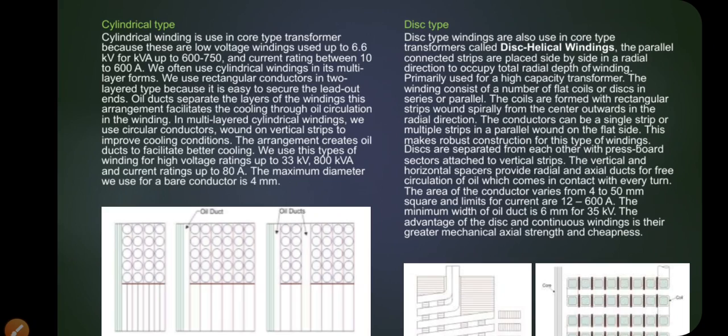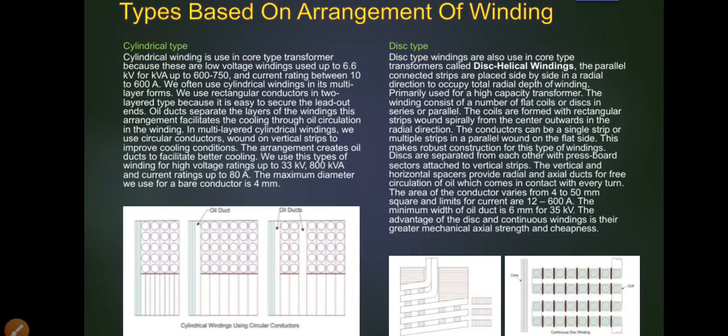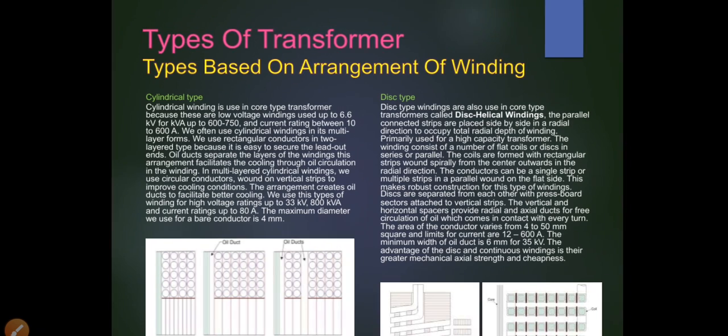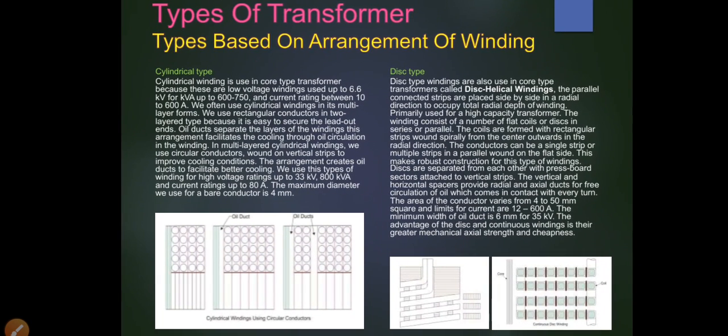So this is the cylindrical type. Now the disc type is shown in the figure here. This is the disc type winding arrangement. So the types of transformer also depend on the winding.